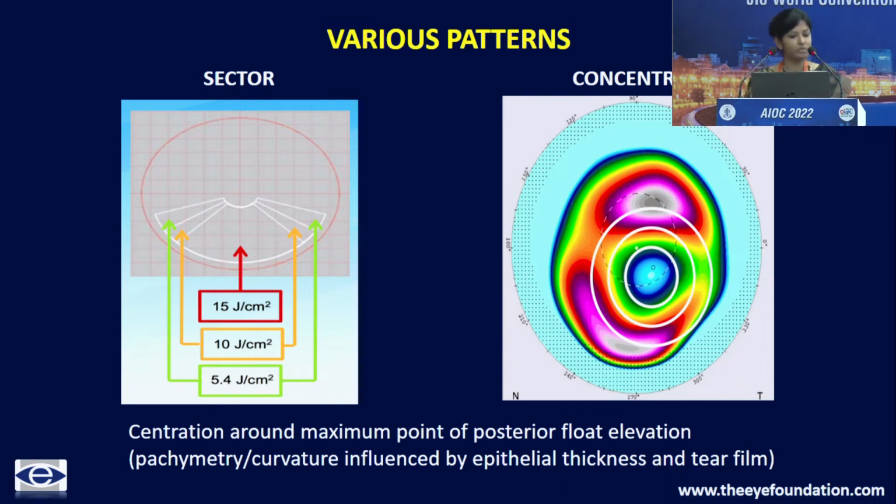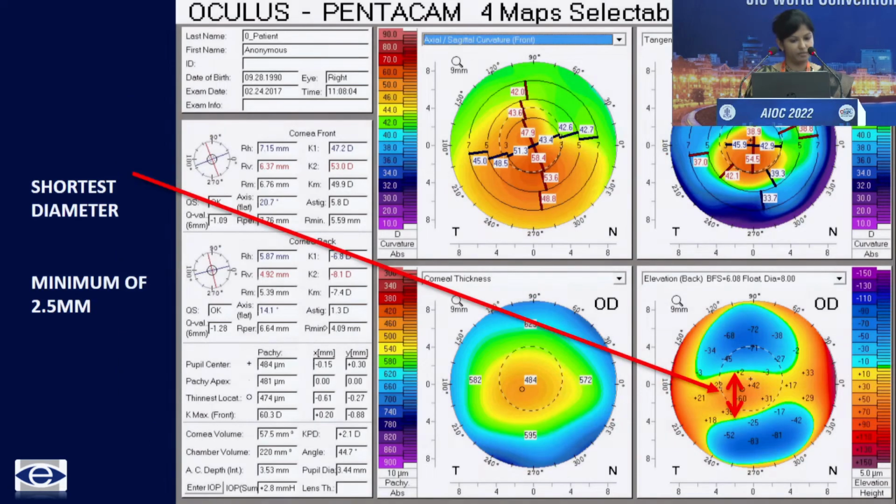So why posterior float and not the pachymetry or the curvature maps? Because the pachymetry and the curvature are influenced by, or rather masked by, the epithelial thickness and the tear film, whereas the posterior float is not. So the main idea is to provide 3 concentric rings, with the center giving the highest fluence, and as it goes to the periphery, reducing the amount of fluence.